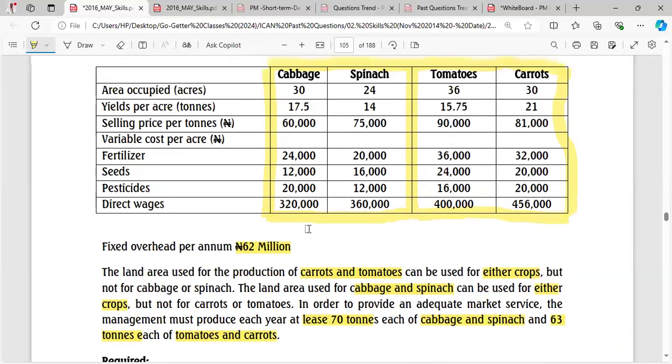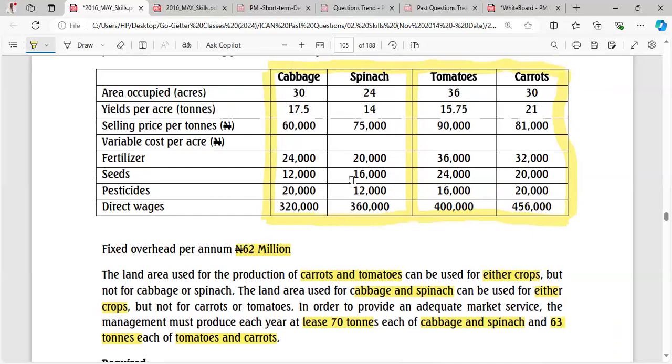Okay, so how do we do this? You remember that for us to decide optimal production mix, the first rule was to know our contribution per unit. But in this case now, we don't know contribution per unit. What we have here is contribution per acre. Then we need to identify our limiting factor.